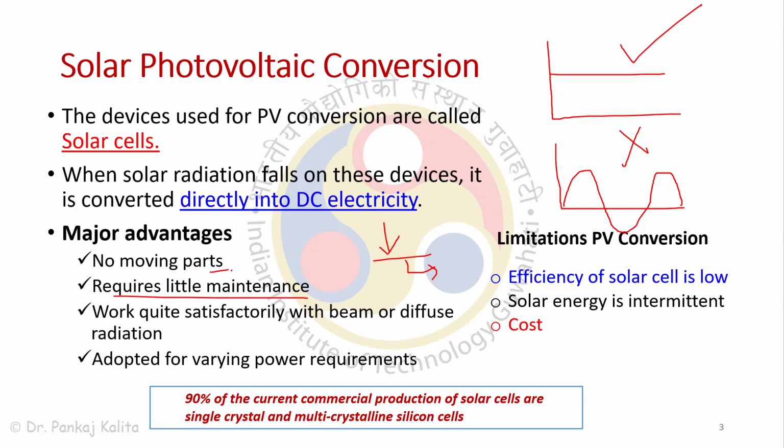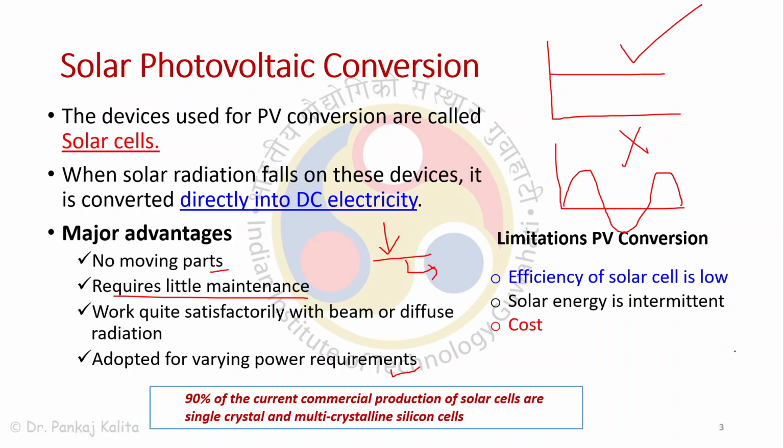It works quite satisfactorily with beam or diffuse radiation. In the previous lecture we discussed beam and diffuse radiation, so these devices can work with both. They are also adaptable to varying power requirements. The cells are available in various sizes; even a calculator has a very small solar cell. So you can see the scale of the production.